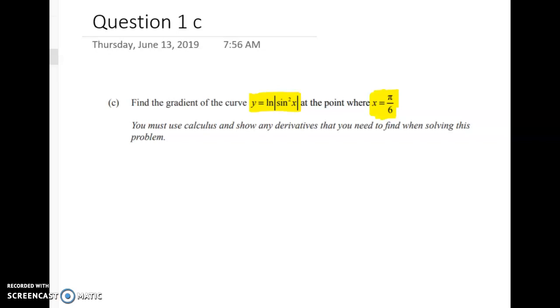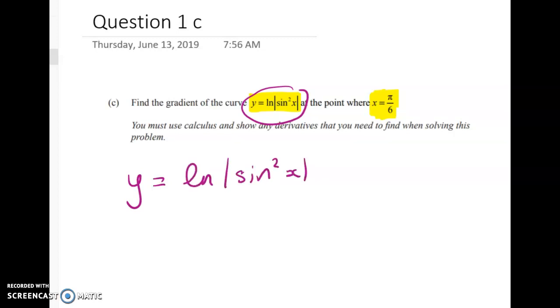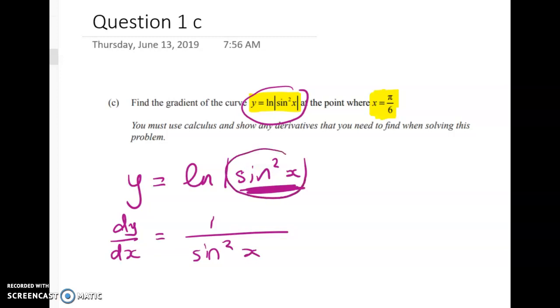Now there's 2 ways to do this. There's kind of the smart way and the didn't look at it very hard way. So let's do it the not very smart way first. We've got y is equal to the natural log of this thing here. Now we know that when we take a log, the derivative will be 1 over. So dy by dx is equal to 1 over sine squared x. And now by the chain rule, we have to differentiate the inside function.